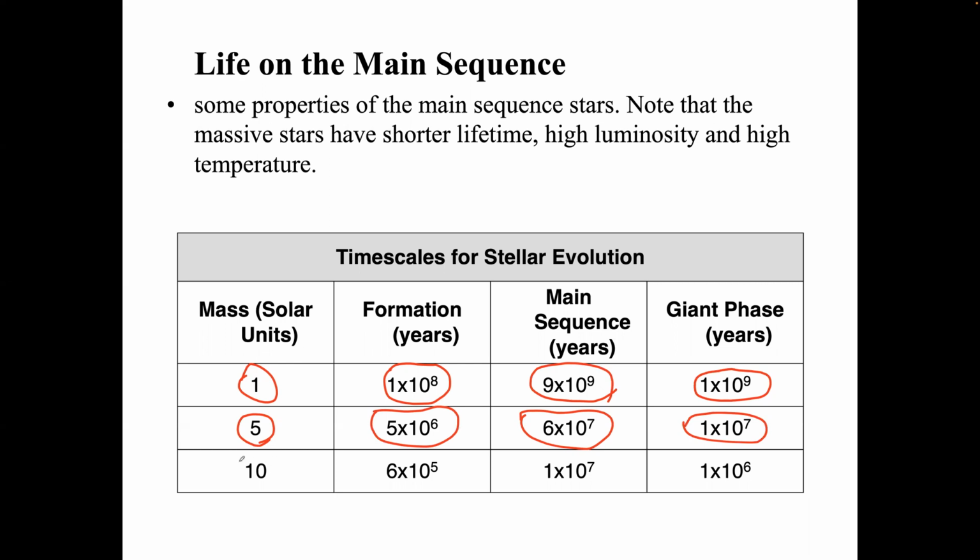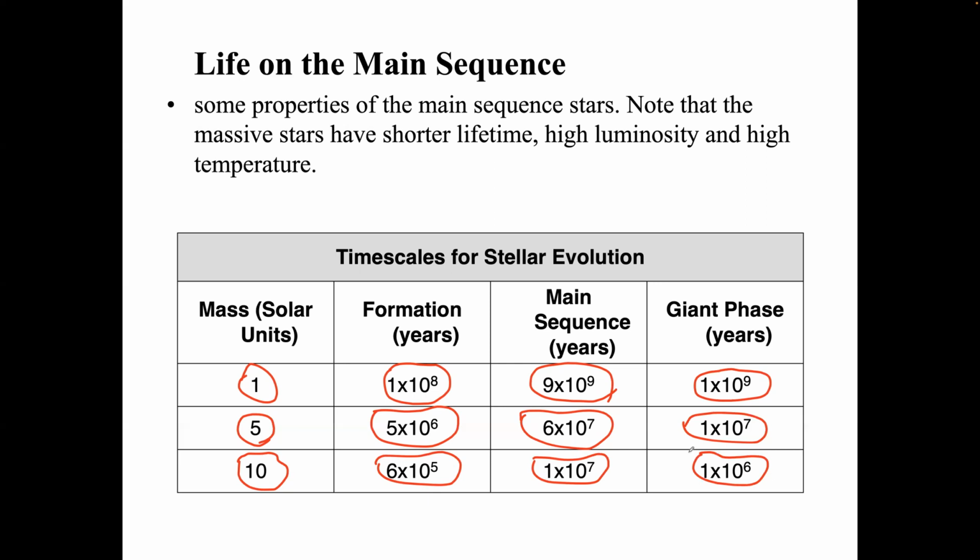And if the initial mass of the star is 10 solar masses, that means the mass will be 10 times compared to the mass of the sun. It will spend only 6 times 10 to the power 5 years on the formation stage, and on the main sequence, just 10 to the power 7 years. And on the giant phase, 10 to the power 6 years, right?